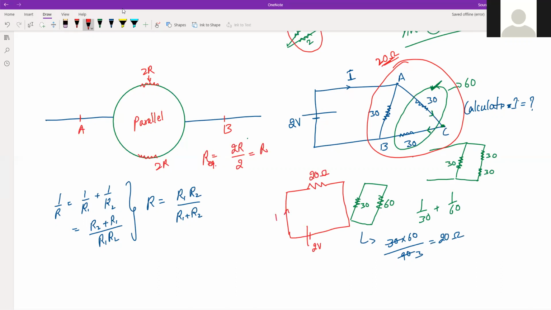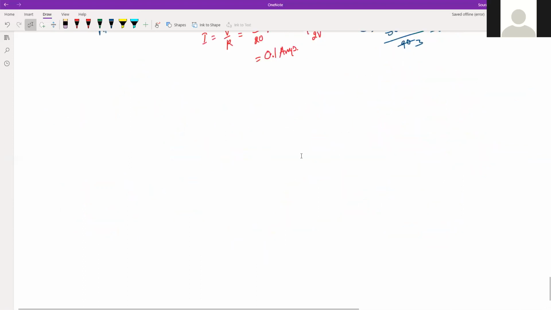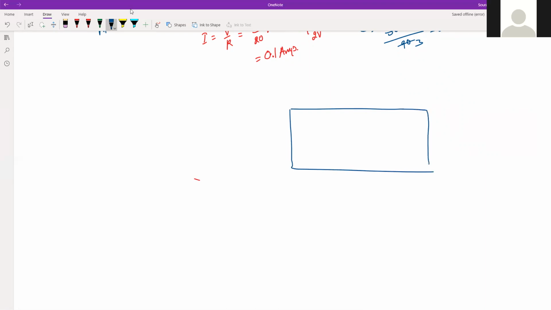So the current which flows here will be equal to what? That current will be equal to V by R, that is equal to 2 divided by 20 amperes, or just 0.1 ampere. So that's how we solve such questions. You just have to take care that you don't get confused between series and parallel. That definition should be clear.